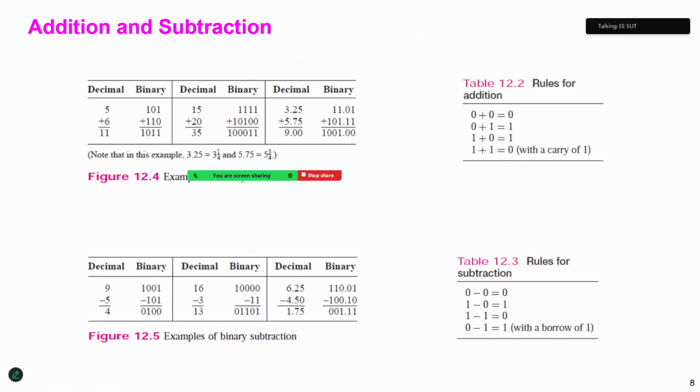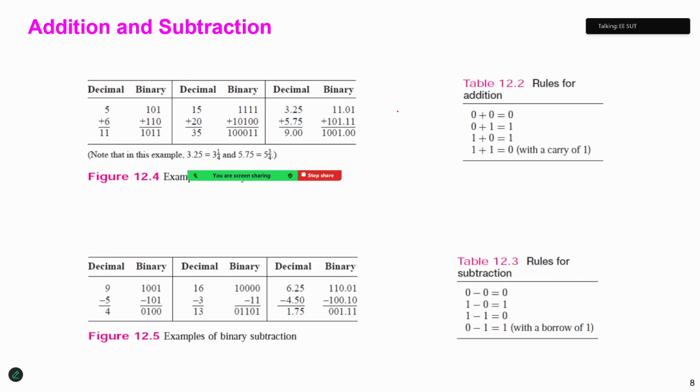And we can add and subtract in the binary system, similar to the decimal system, right? 5 plus 6 is 11 for binary. In the addition rule, 0 plus 0 is 0. 0 plus 1 is 1. 1 plus 0 is 1. And 1 plus 1 is 0 with a carry of 1, right? So for example, 1 plus 0 is 1. 0 plus 1 is 1. 1 plus 1 is 0 with a carry of 1, right? This value.